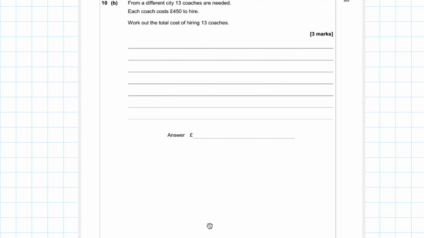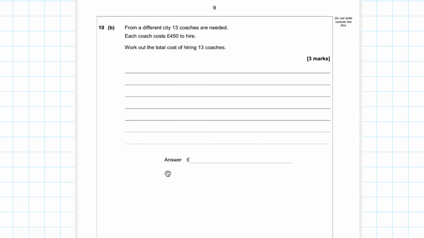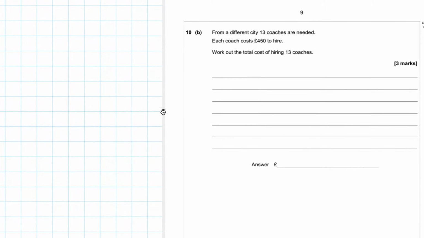Okay, from a different city, 13 coaches are needed, and each coach costs £450 to hire. Work out the total cost of hiring 13 coaches. So this is just a simple multiplication problem. It's 450 times 13, the price of one coach times how many coaches you need, and then we just go through and do some long multiplication.